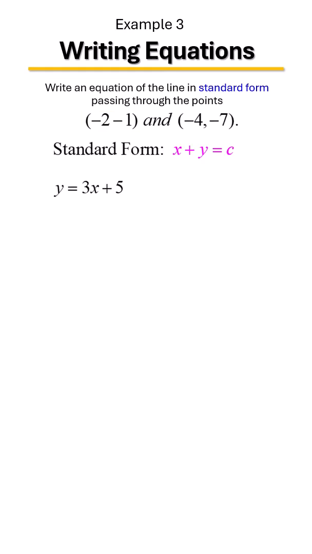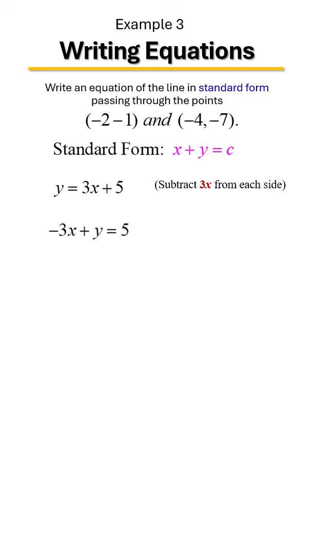Now this problem asks us to write our answer in standard form, and we don't have it in standard form. Standard form is where x is first, then y, and then the number by itself on the right side. So to get it in standard form, all we really need to do is just move the x term over. We can do that by subtracting 3x from each side.